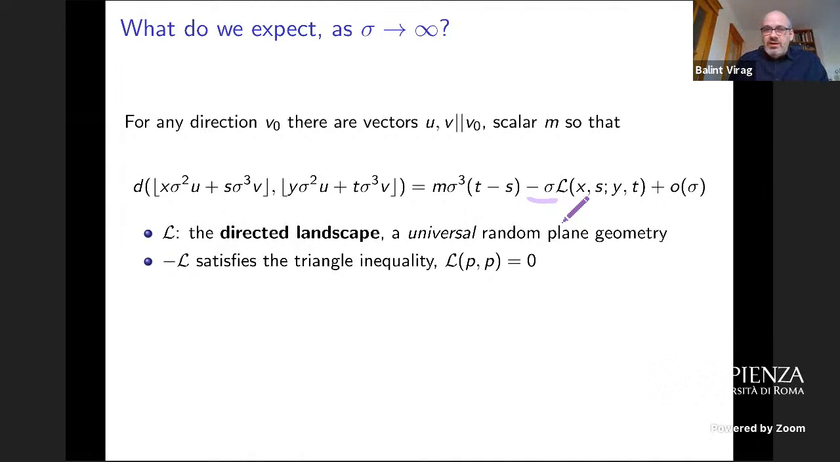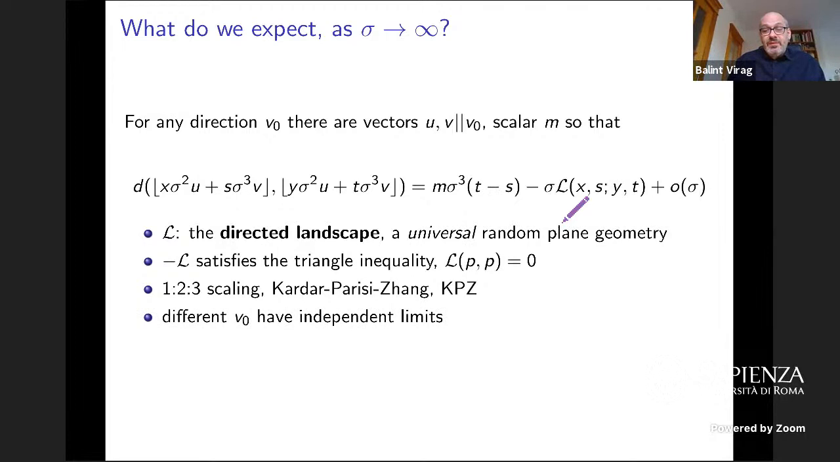So you see that there is a 1-2-3 scaling, and this 1-2-3 scaling is characteristic of all these models. And this world of random geometry in physics is called the Kardar-Parisi-Zhang universality class, and the 1-2-3 scaling is well known in there.